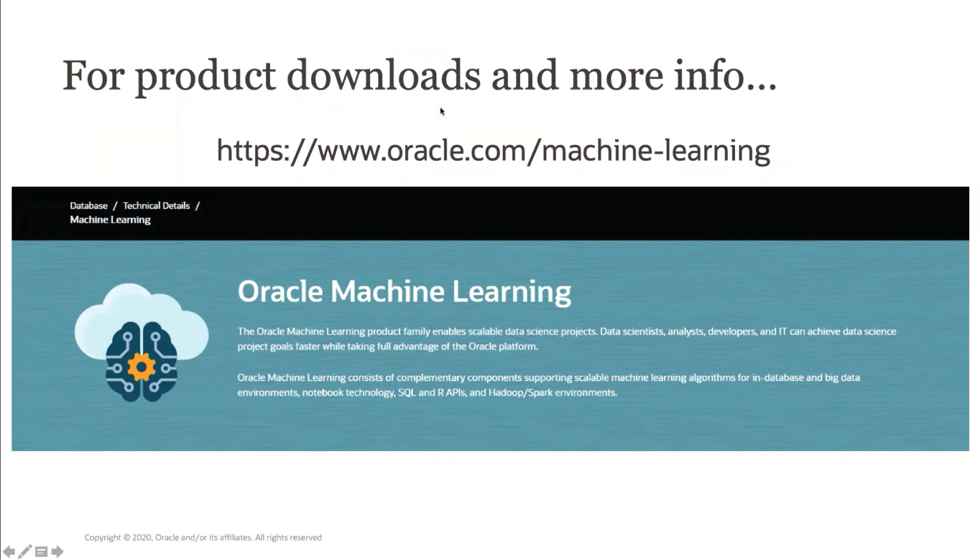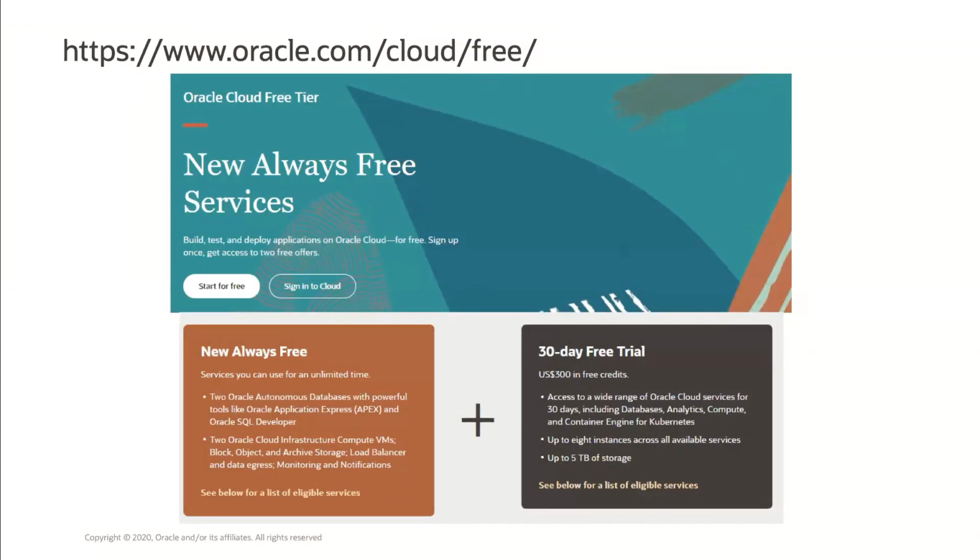For more product downloads and more information, we always tell you to connect to oracle.com/machine-learning. That is our main source of information. From there, you can jump into all the other components of Oracle Machine Learning. There are always the Always Free services, so if you go to oracle.com/cloud/free, you always get an Always Free service there. And particularly on the autonomous side, you can always use that tier for running Oracle Machine Learning against the autonomous database, and the Oracle Machine Learning notebooks as well.